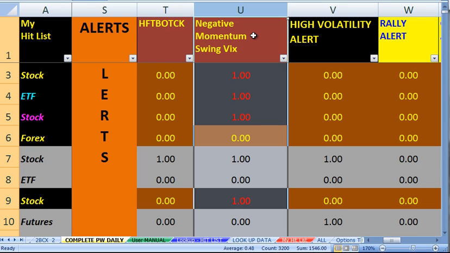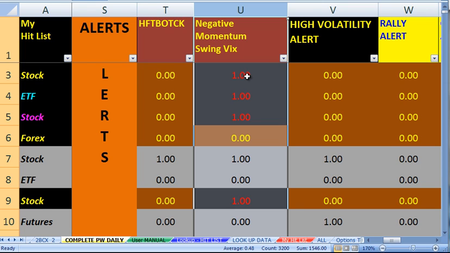All right, a quick note on this column: the negative momentum swing VIX measures your downtrend channels in a security. You'll notice in the commentaries on the blog, where you look at the chart and you see the commentary, it talks about a downtrend channel was developed. That's what this does. And if there's a 1 here and it's highlighted in red here, that means that it's in a downtrend channel.